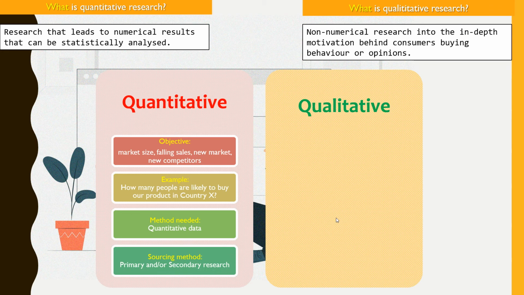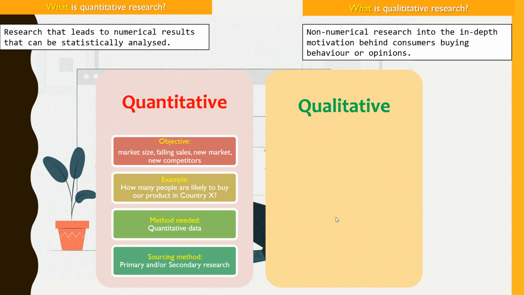And how do you get this information? You may use primary research or even secondary research, which means you may engage in field research or desk research, by asking questions and getting the numbers in, or looking at data available online on the internet and so forth.